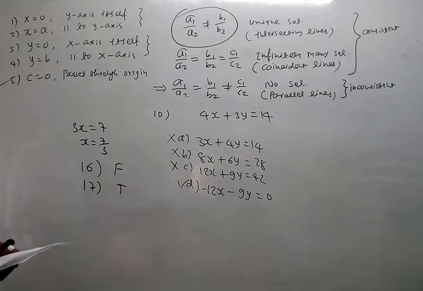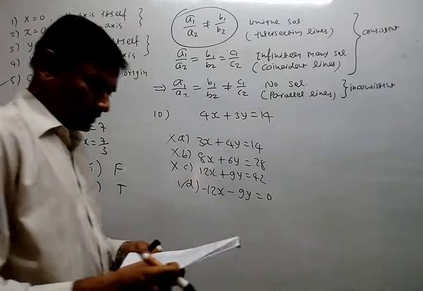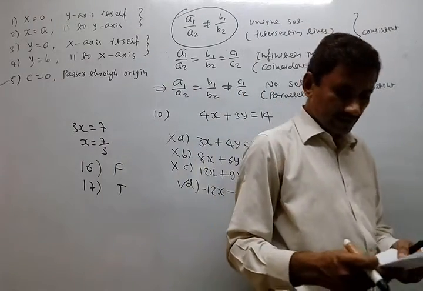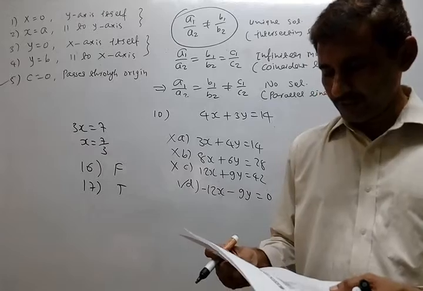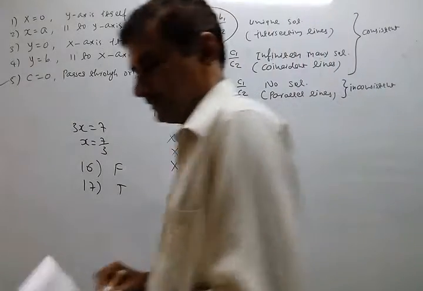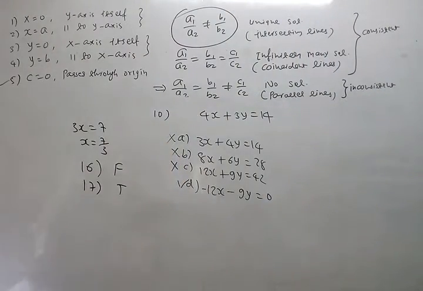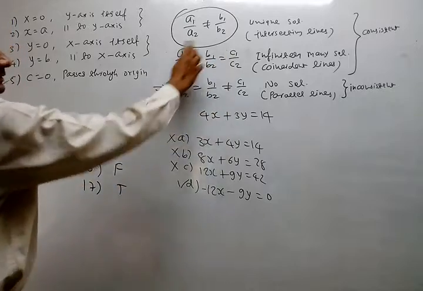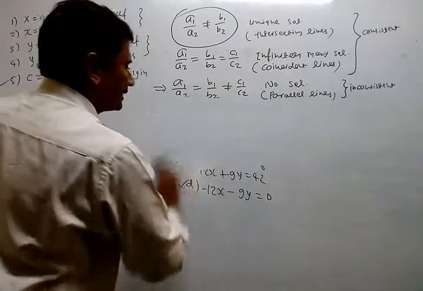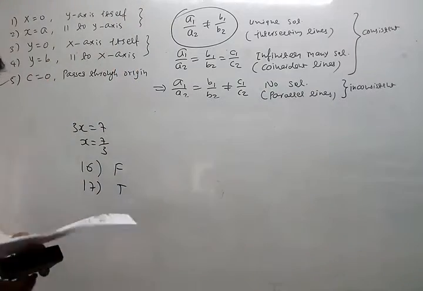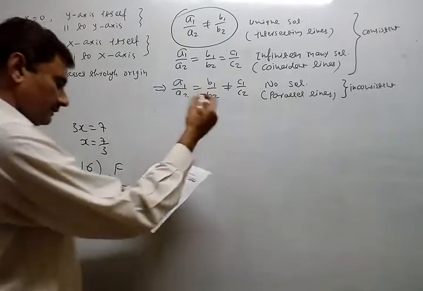Now number 18. For a equal to 1, the pair of linear equations ax plus 3y equal to minus 7 and 2x plus 6y equal to 14 has infinitely many solutions. So just look at the condition of infinitely many solutions. All three ratios must be equal. Okay. So we just look at both equations given, and they have given a equal to 1.